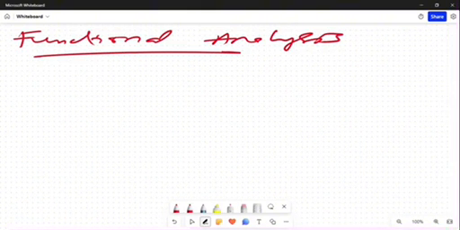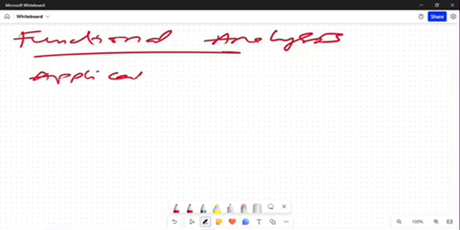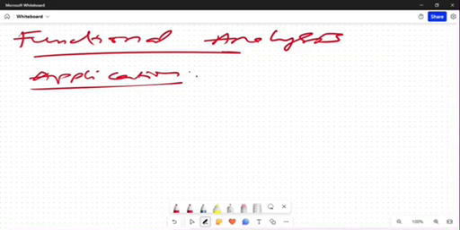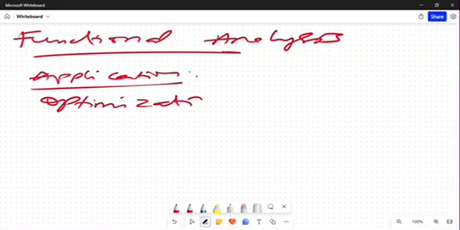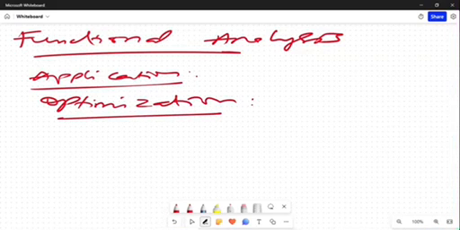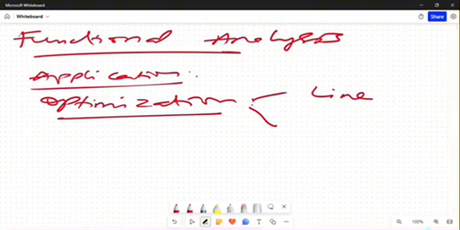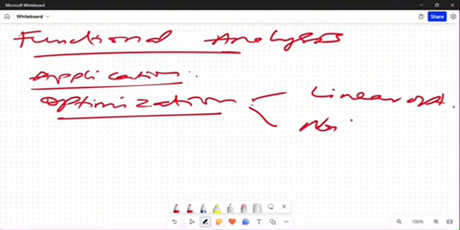So we'll be doing application. We are rounding up the course already, that's the functional analysis class. One of the popular areas of application of functional analysis is optimization. Optimization is so large. Optimization is divided into linear optimization and non-linear optimization.